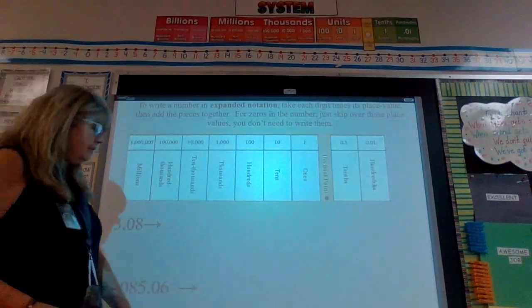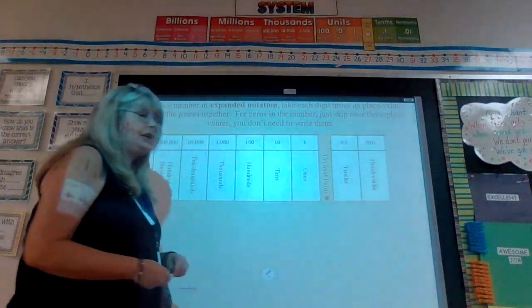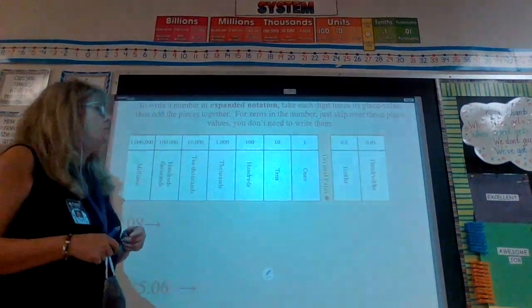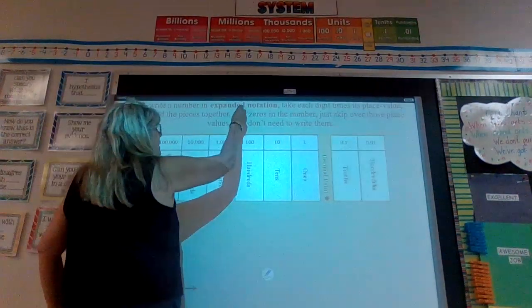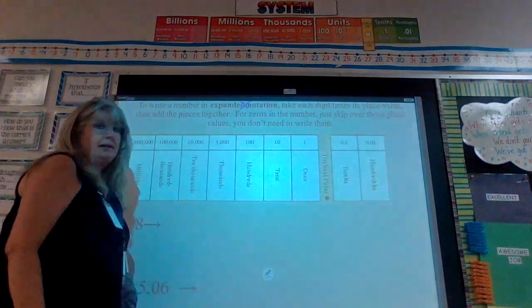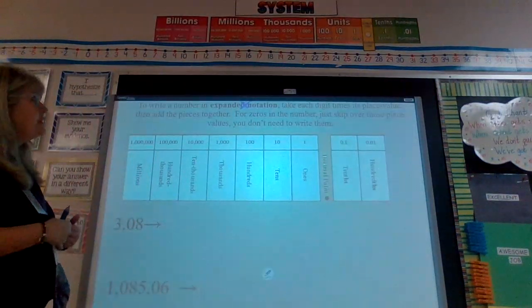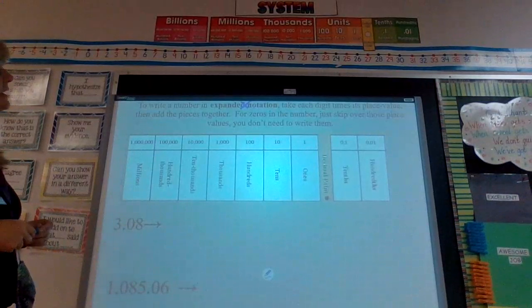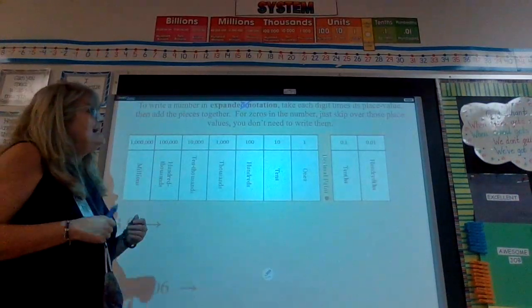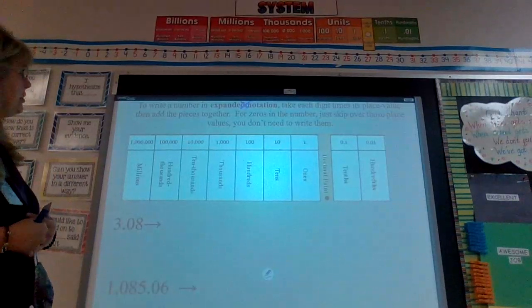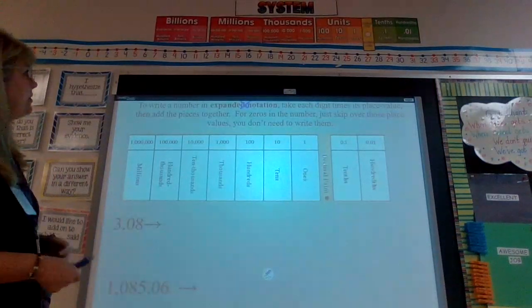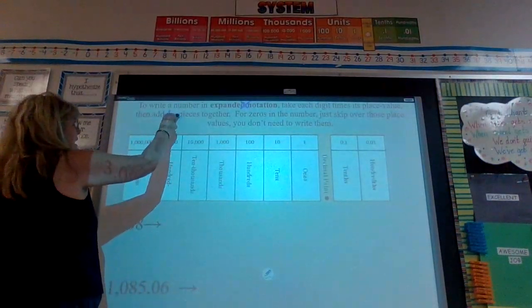Okay, now we're going to talk about expanded notation. And remember in the previous lesson when Miss Witt talked about expanded notation, it was multiplying. That's what expanded notation represents. It's multiplication. So it says to write a number in expanded notation, take each digit and times it by its place value. Then add the pieces together. That's where you put the addition sign.